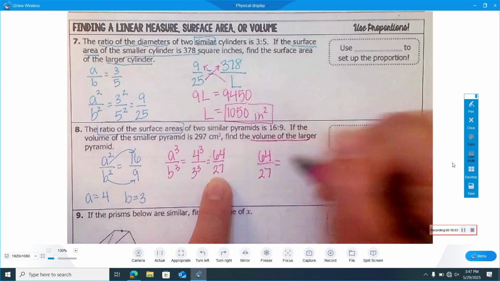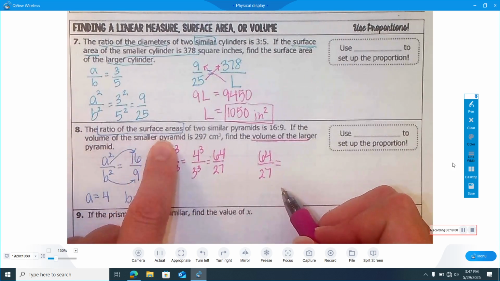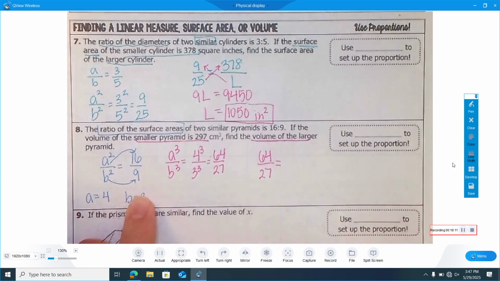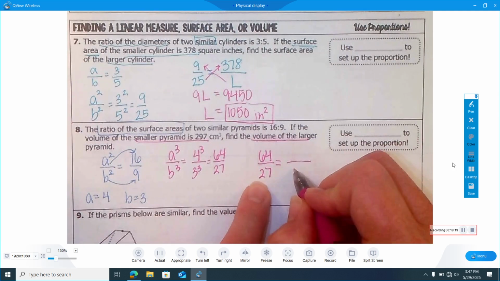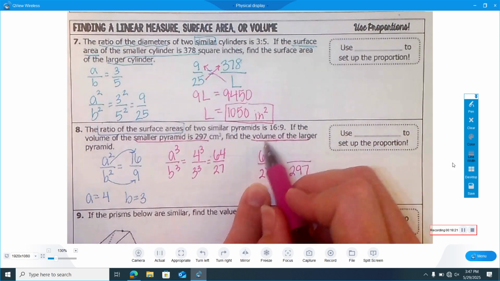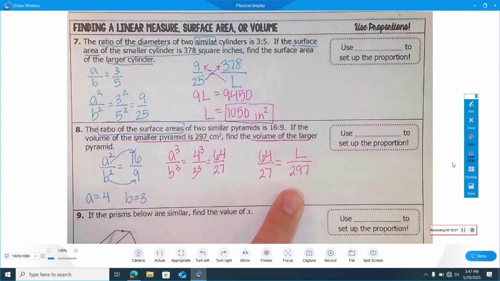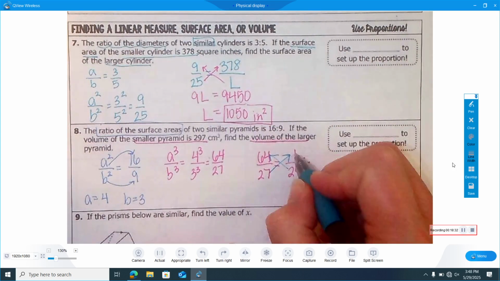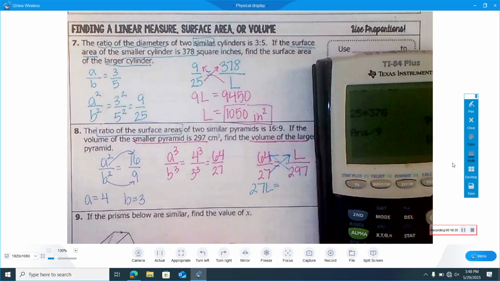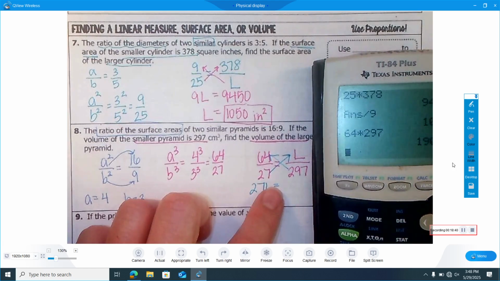64 over 27 is going to be equal to, let's see, the volume of the smaller pyramid is 297. So in my ratio, where should my smaller thing go? It should match up with the smaller number, 297. And we want to find the volume of the larger. It's going to match up with my larger number. So I want to find the larger volume. Once again, we're going to cross multiply. So I have 27 times L equals 64 times 297, which is 19,008.